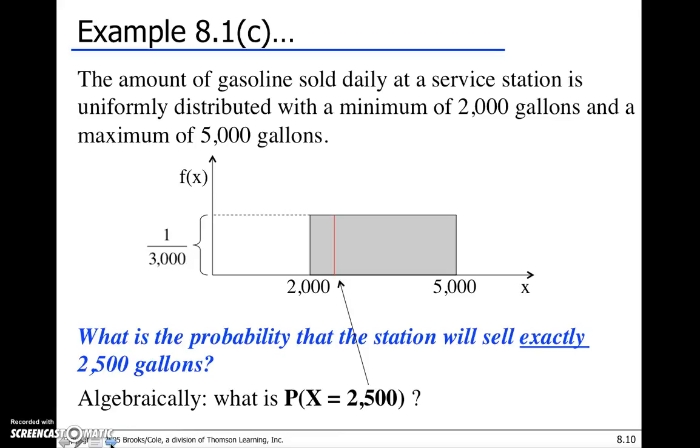The amount of gasoline sold again at the same service station is uniformly distributed with a minimum of 2,000 gallons and a maximum of 5,000 gallons, as before. What is the probability that the station will sell exactly 2,500 gallons? Algebraically, we want to find the probability that x is equal to 2,500, and you know what that is.